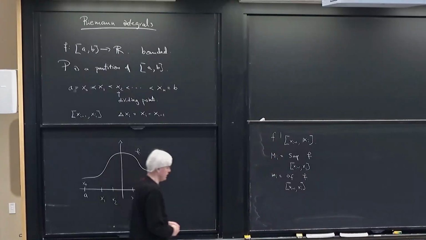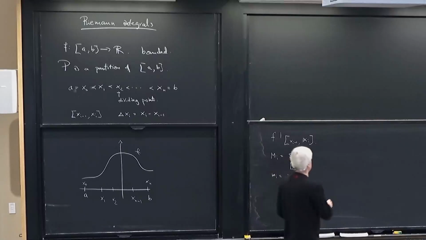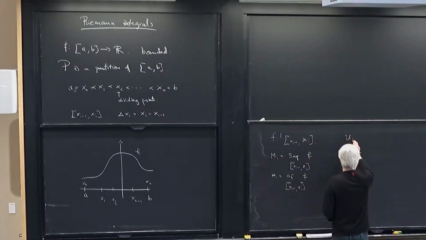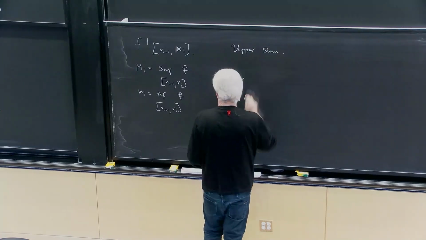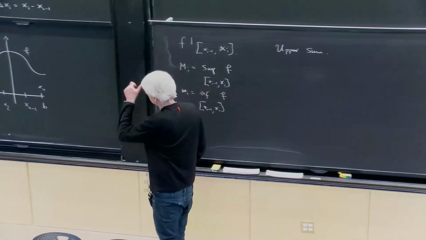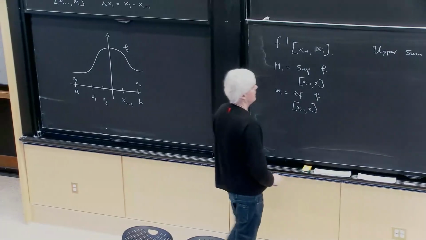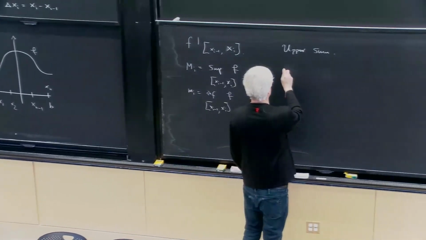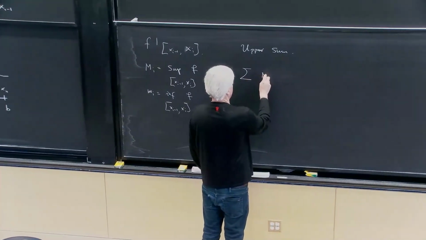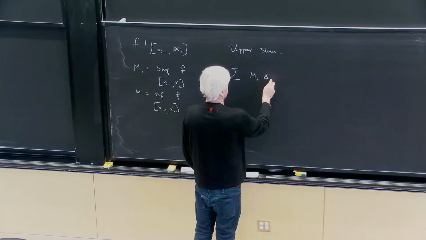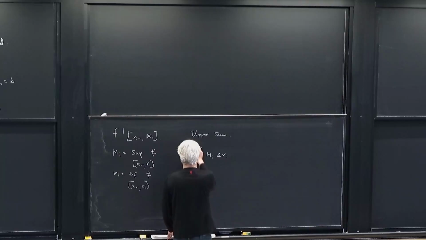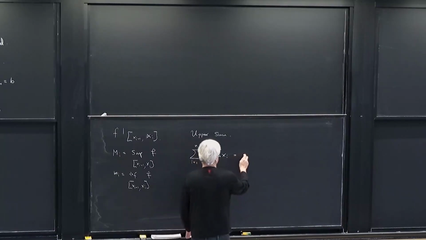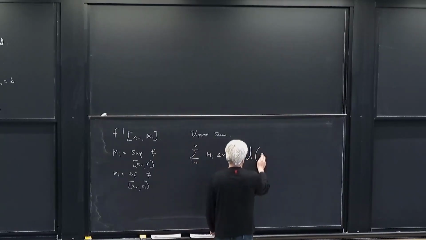And then we look at the upper and the lower sum. So the upper sum: we have this given partition, and we look at the sum of M_i times delta x_i, summing from 1 to n. So this is the upper sum of the function for this partition.